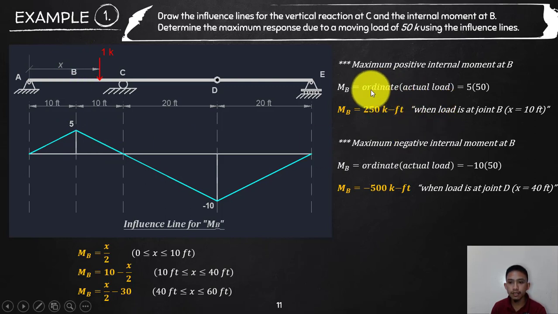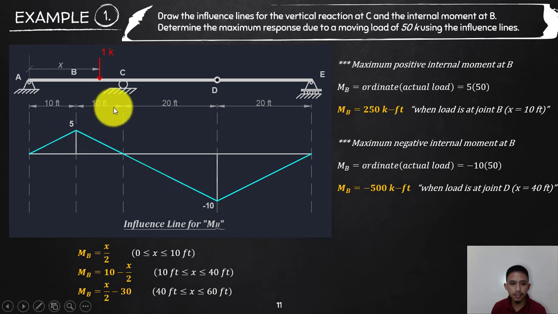So for us to calculate the actual response, again, the ordinate of the unit load influence line, multiply the actual load 15. 5 times 50 will be 250, and that is a moment, so keep it. So that is when load is at joint B or x equals 10. And then second maximum, that is the maximum negative.